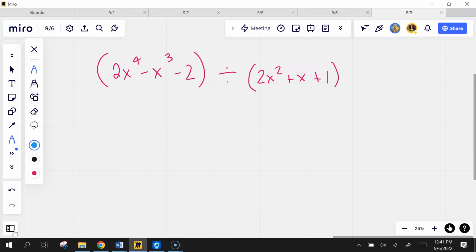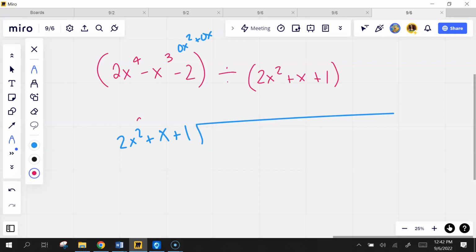First thing I hope you noticed is you need what? 2 placeholders. You're missing x squared and x. So outside is 2x squared plus x plus 1. What is the number or the term on the outside called? Do you remember? This is called the dividend. The answer is the quotient. What is this part? You're close.